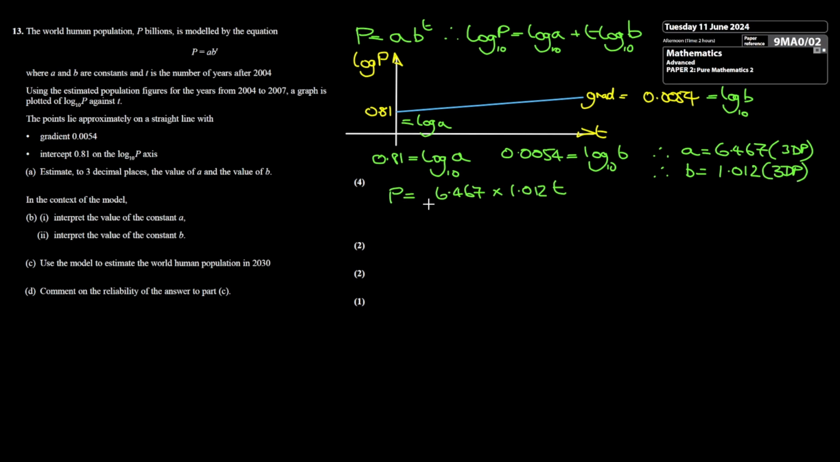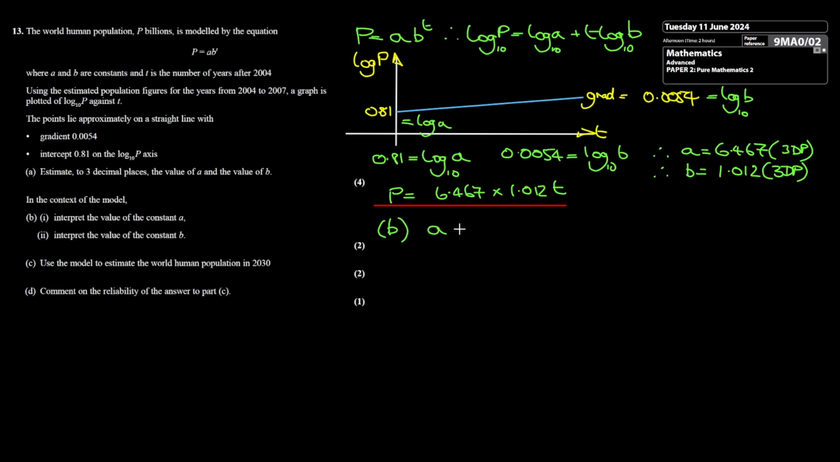And our full equation becomes that p is equal to 6.467 multiplied by 1.012^t. And that's the answer to part A. So part B is really getting us to go back to what the equation actually means. In other words, the practical situation that this population growth has been represented by such a model. And we're supposed to interpret the value of the constant A.